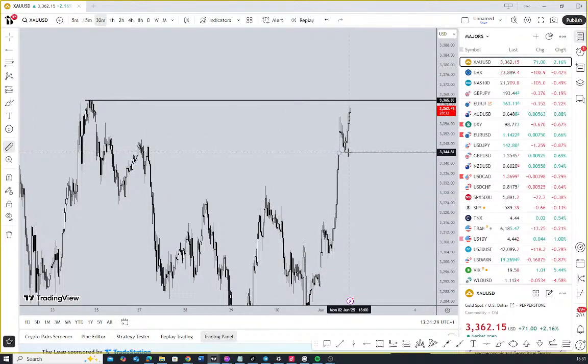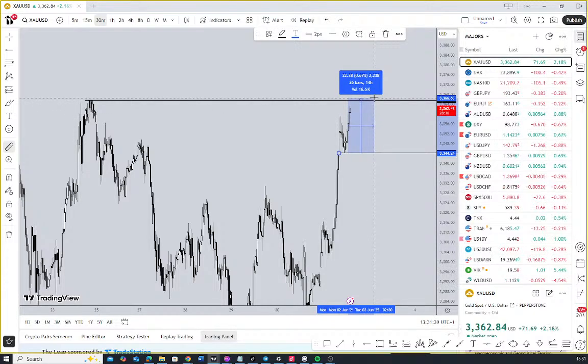Hold on, how far is it moving? $20. Yeah, realistically, I need to see it come up, then pull back, and then look for a trade. That's going to be my preference. $70 up on the day. I'm not really feeling it up here.